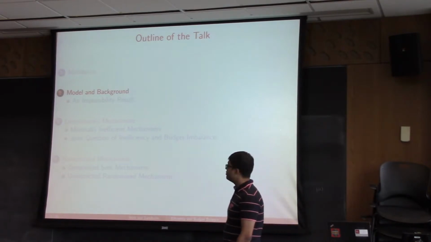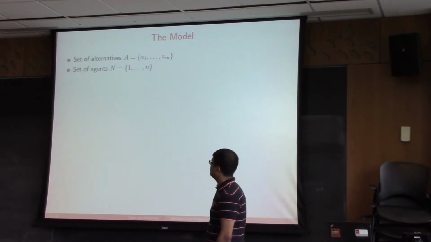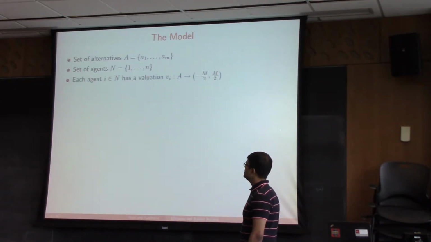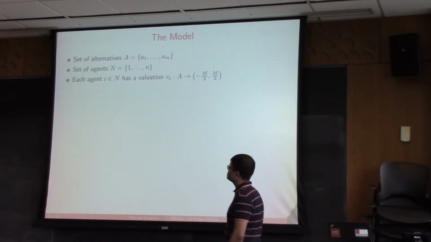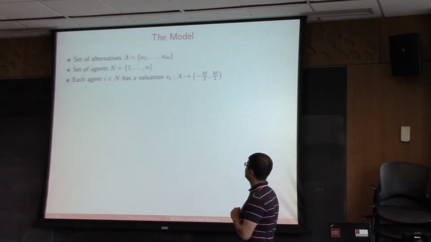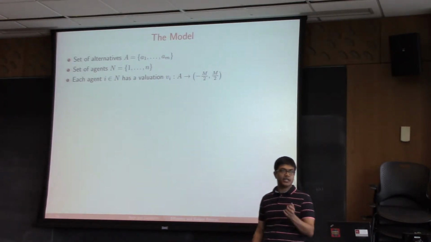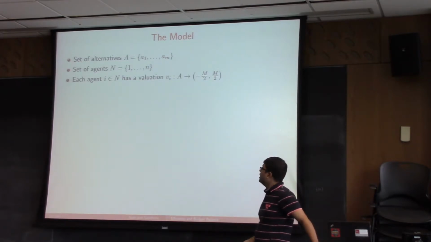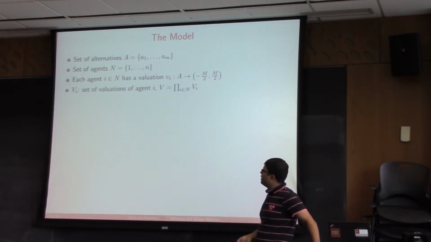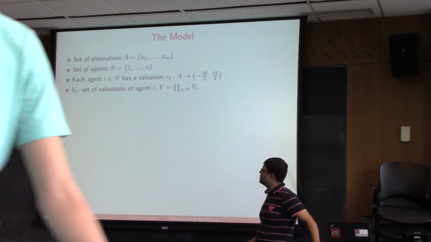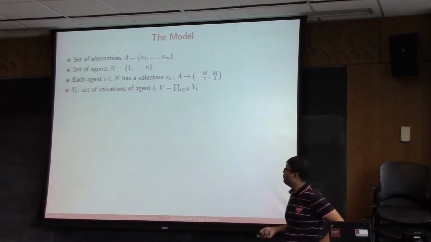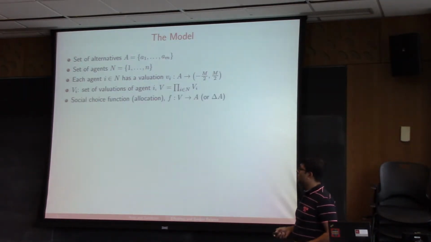Okay, so let's make the model a little formal. We'll be assuming n agents and m alternatives. Each of these agents has a valuation function, which is a mapping from the set of alternatives to the open interval minus m by 2 to plus m by 2. So in this case it's bounded. Then the set of valuations of each agent i is denoted by V_i, and capital V will denote the set of all valuation profiles.